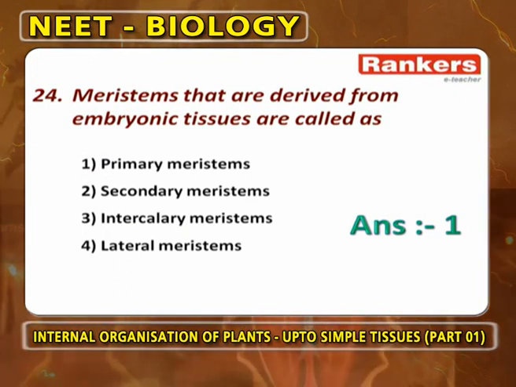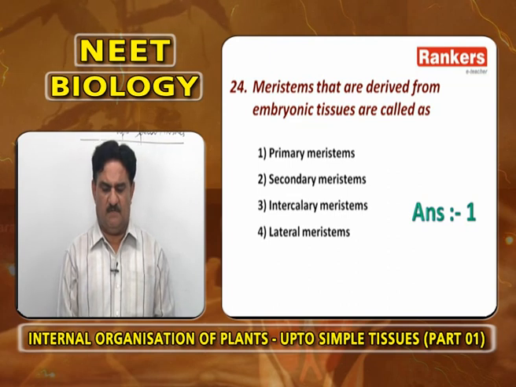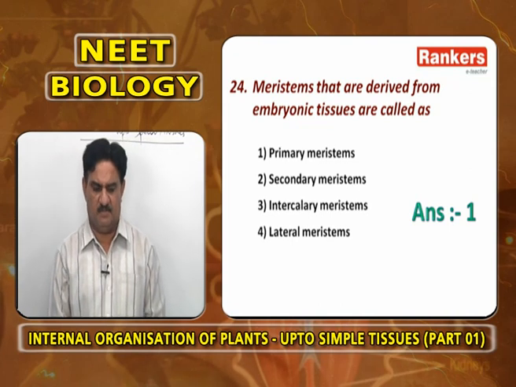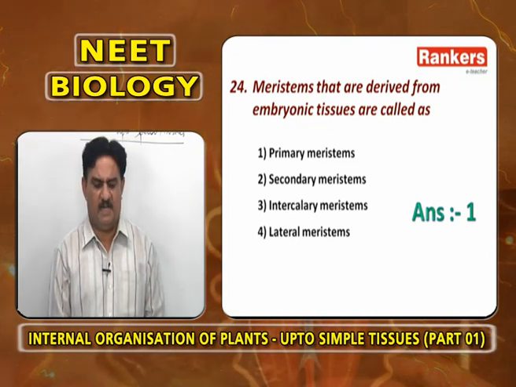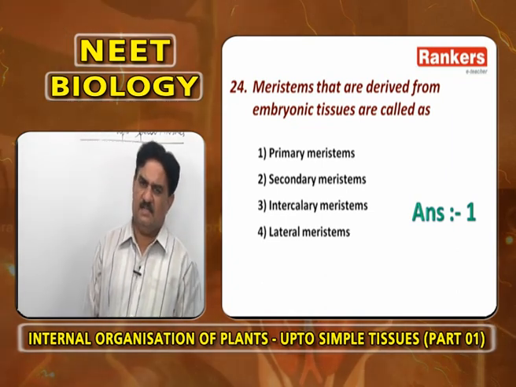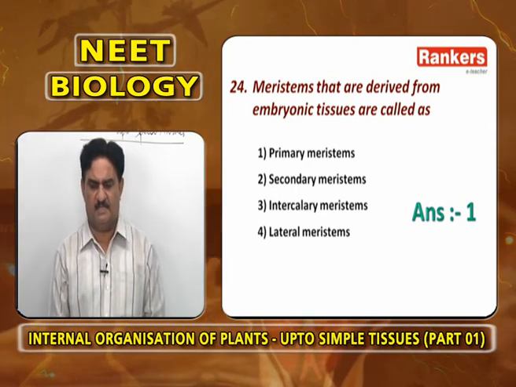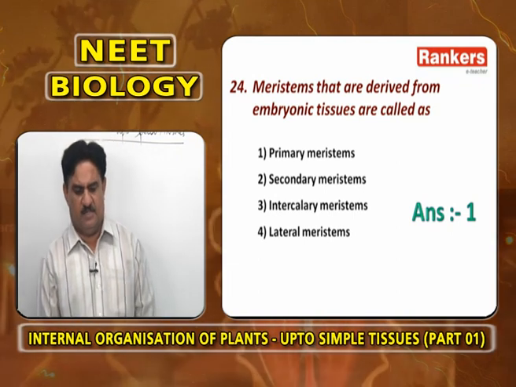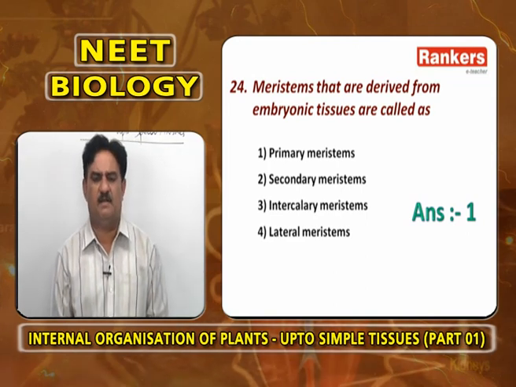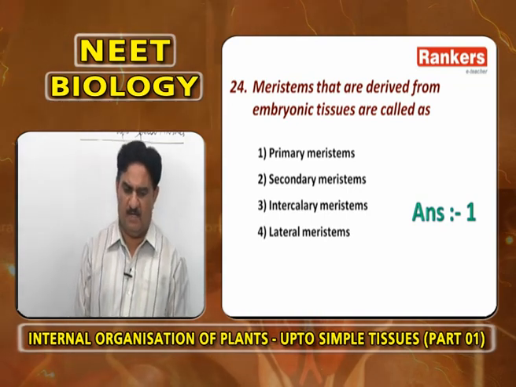Meristems that are derived from embryonic tissues are called primary meristems because they help in the primary growth of the plant. Secondary meristems are not derived from embryonic tissues. Intercalary meristems are not derived from embryonic tissues, but from primary meristems. They move downwards, settle in between permanent tissues and help in growth. They are also called subapical meristems. So, the answer is primary meristems, not secondary, intercalary or lateral meristems.